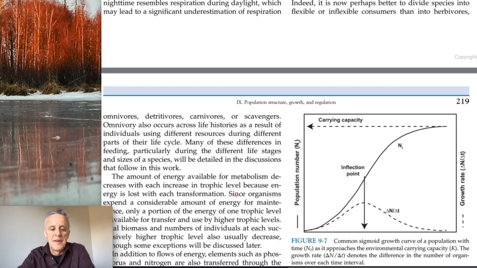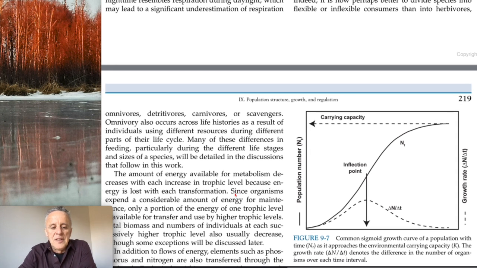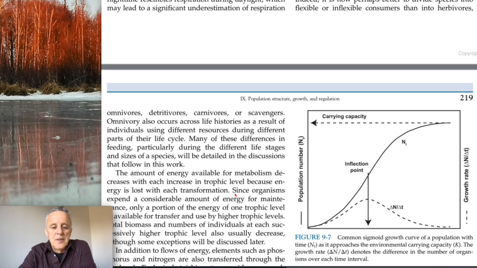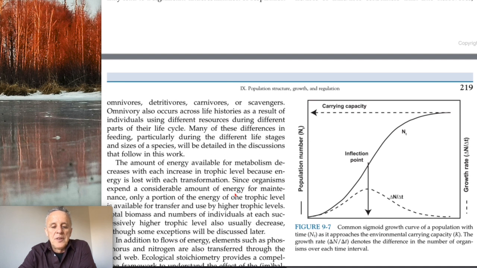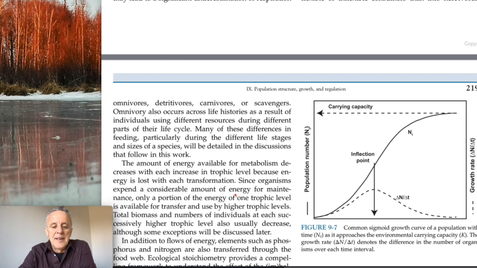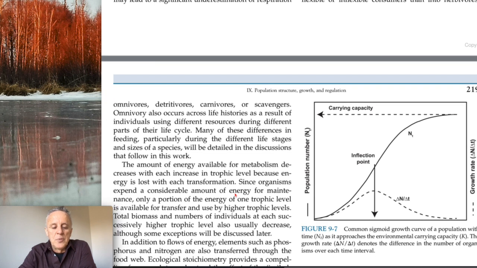or scavengers. Omnivory also occurs across life histories as a result of individuals using different resources during different parts of their life cycles. Many of these differences in feeding, particularly during the different life stages and sizes of the species, will be detailed in the discussion that follows in this work.